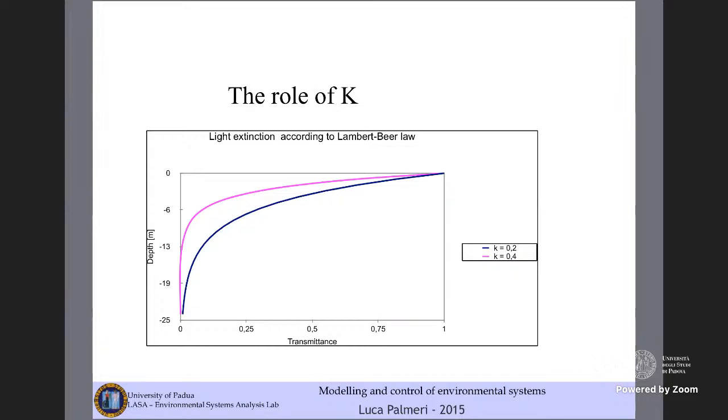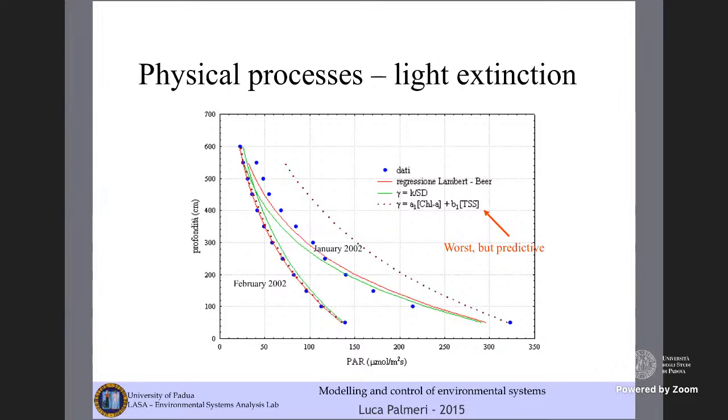Okay, let's go back to the figures that we have seen in the beginning. As I recall, these are empirical measurements made on a lake. Here you have the blue points, the blue dots are the data. And the lines are the different models that may be employed for modeling this data. We see that, for example, if we employ a simple regression of the Lambert-Beer model, you obtain the red curve. While if we employ the Secchi disk, so if we make k depending on the Secchi disk depth, we obtain the green model.